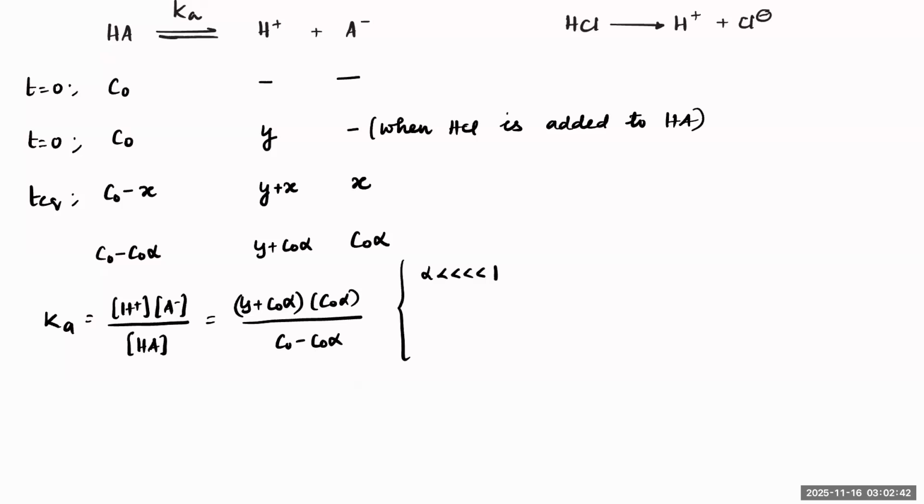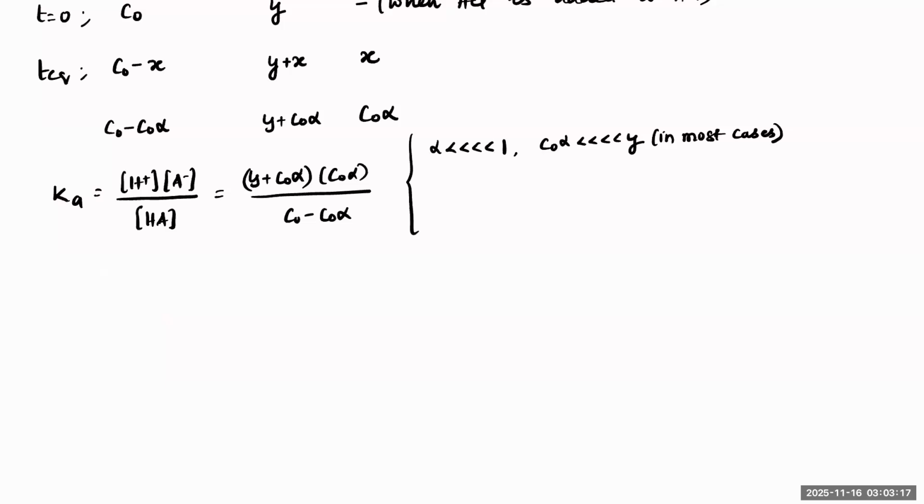Clear. And since alpha is very small, I can say that C naught alpha value will also be much smaller than Y in most cases. In most of the cases, in examples you will be given, you will always try to see that the C naught alpha concentration is much smaller than Y. Okay. So if alpha is very, very small, C naught alpha value will also be way smaller than C naught value.